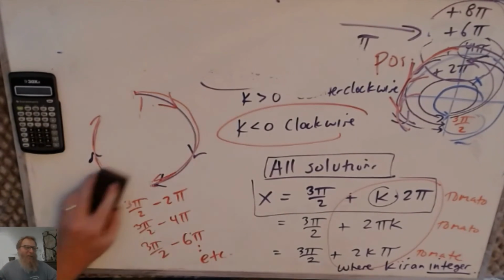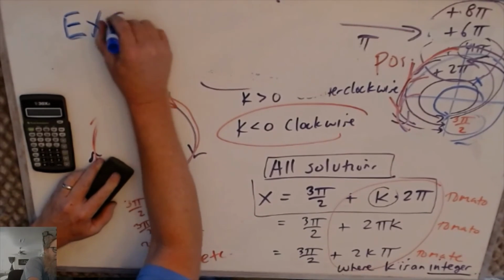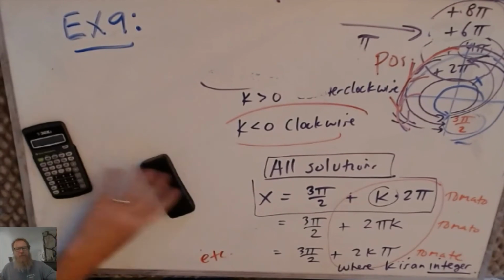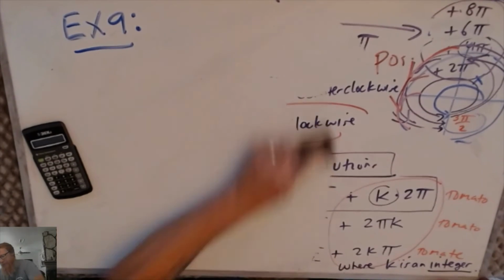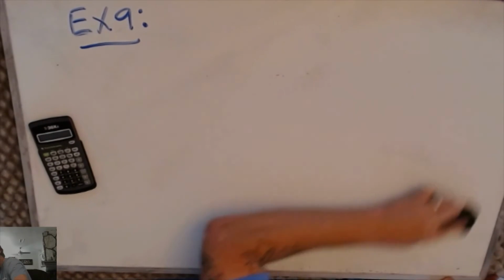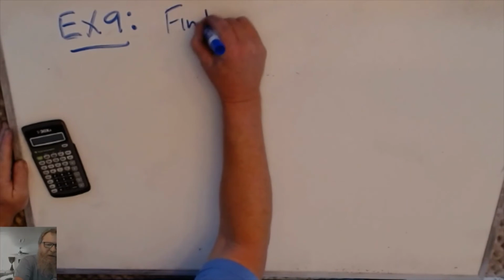All right, example 9. My black pens are officially dead. I'm using blue, purple, and red for the rest of this lesson. All right, how about this one? Example 9, find all solutions.